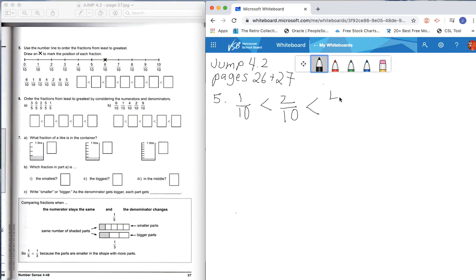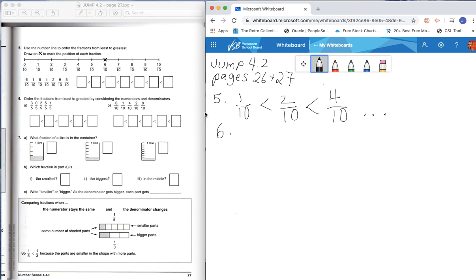4/10. Okay, I'm not going to do the whole thing with you. You're going to continue it yourself. Okay, so we've done the first 3 boxes together. Oh yeah, and remember to put an X. So for example, 1/10, put an X there so that you know you've done it, and cross it out. Next one, 2/10, put an X, cross it out. 4/10, find 4/10, put an X, and cross it out. Okay, so that you can keep track of which ones you still have to do.